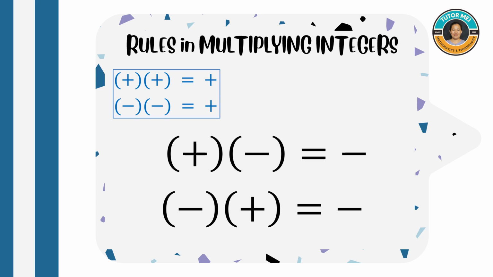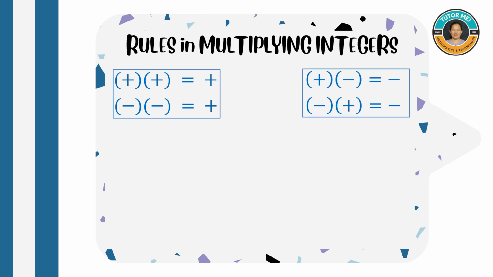Positive times negative will give us negative. And then negative times positive will give us negative. Remember that in multiplying integers with unlike signs, the product will always be negative.